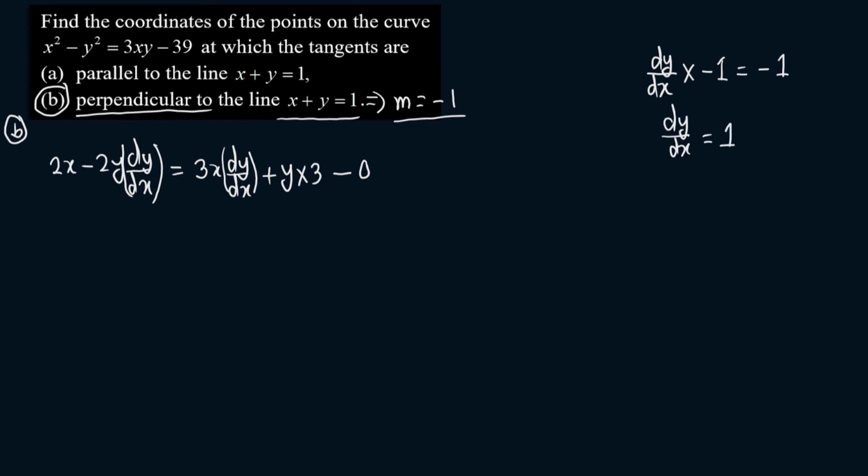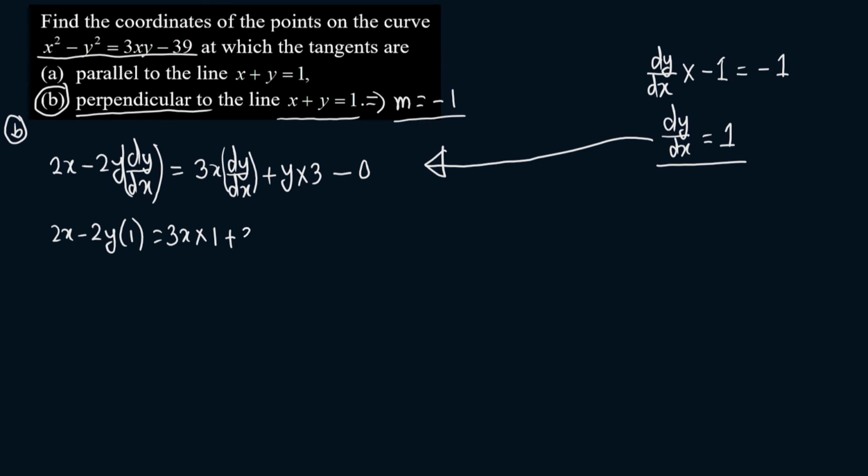We just need to replace our dy by dx in the expression that we already differentiated for part A. Now we need to put dy by dx equals 1 in this expression. Let me put dy by dx as 1. So then it is 2x minus 2y into 1 equals 3x into 1 plus 3y. So finally we are getting 2x minus 2y equals 3x plus 3y. So it is actually minus x equals 5y.